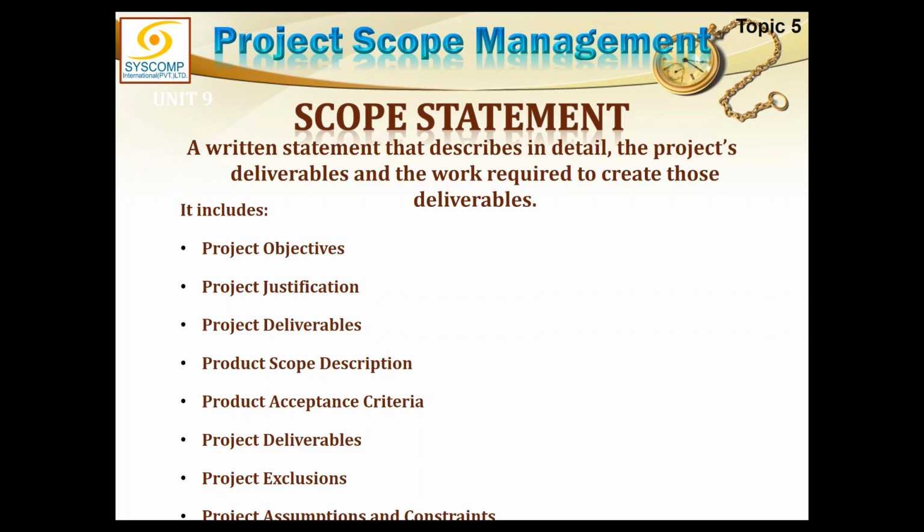So in the scope statement, the project objectives should be clearly defined, and project justification should be clearly given. What is the main deliverable of this product? What is the description of the product scope and the project scope? What are the product acceptance criteria? What are the phase deliverables? What are the project exclusions, meaning what is not included in the project, what is out of scope of the project, and then the project assumptions, constraints, and so many other things. These are just a few things. So this generally would be defining the scope statement.